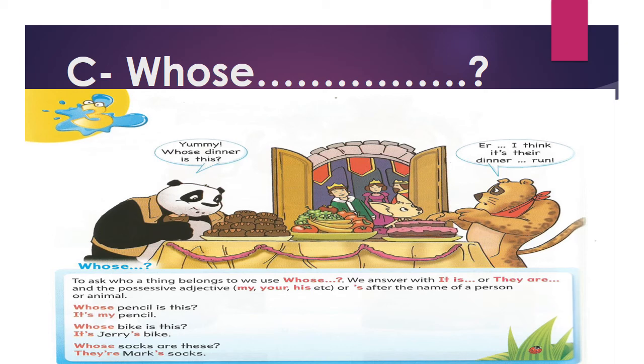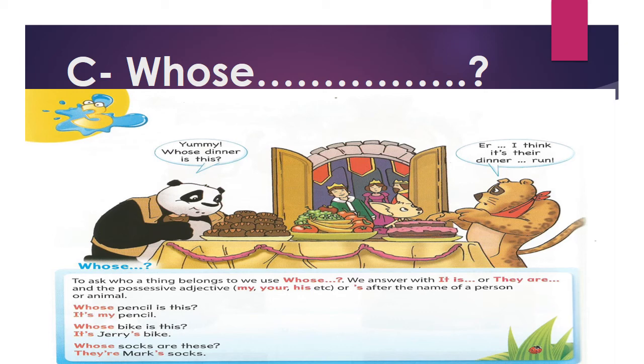We use whose. We answer with it's or they are. It's if the thing is singular, one. We are going to use they are if it's plural, more than one. And the possessive adjective: my, your, his, their, our, or apostrophe s after the name of a person or animal.